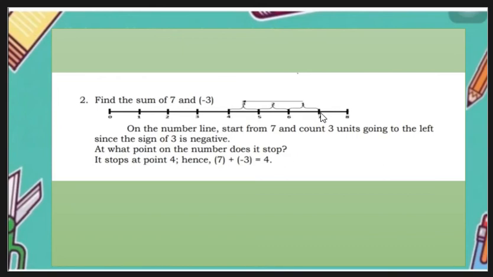At what point on the number line does it stop? Let's start from 7 and count 3 units. 1, 2, 3. Therefore, it stopped at number 4. So 7 plus negative 3 is equal to 4. Because we talk about addition of integers, the operation is always addition. Next.